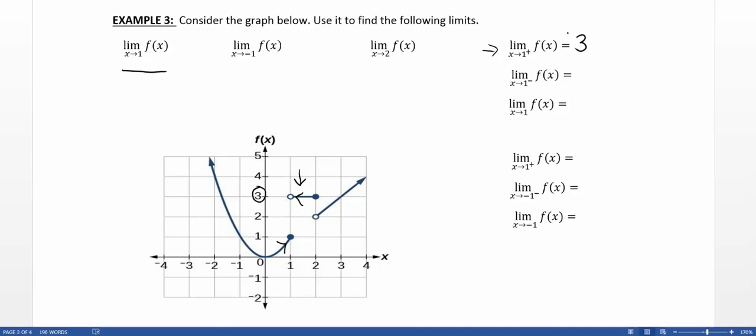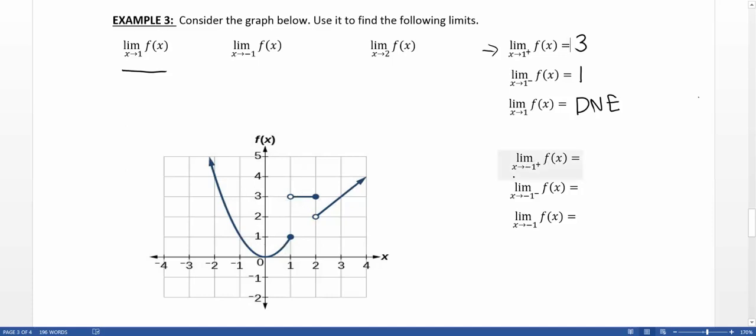Now, when we consider what happens as we approach 1 from the left, we're on this sort of U-shaped function. So here as we approach 1 from the left, we're approaching a y value of 1. So here the limit from the right exists, the limit from the left exists, but they're different, which means that the limit itself, the limit as x goes to 1 of f of x, does not exist because it's different when you approach it from the left and the right.